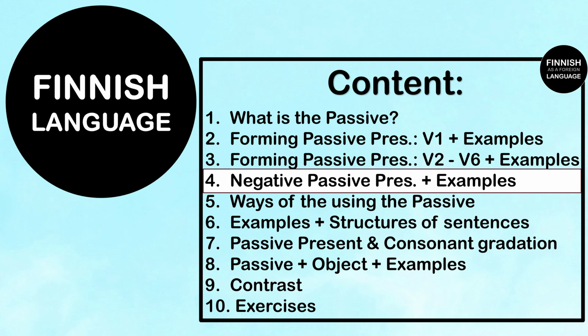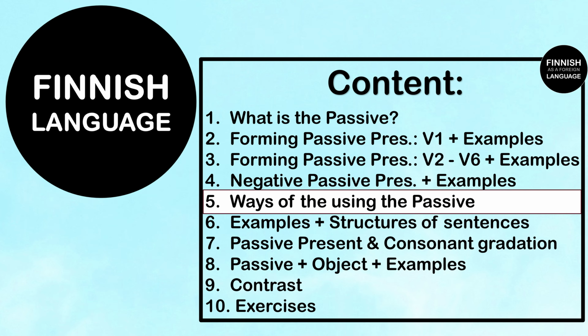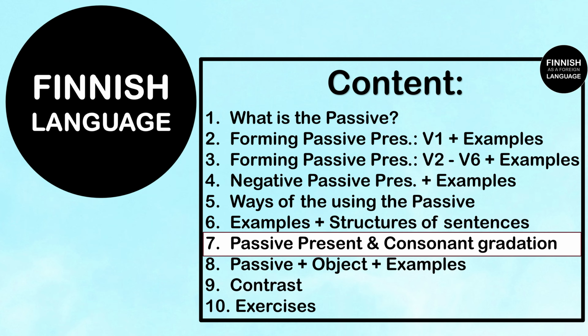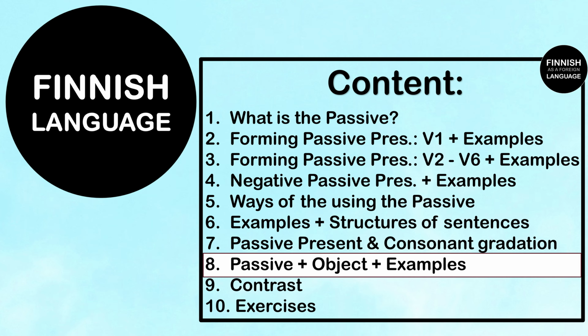In chapter 4 we are going to learn how to form the negative passive present, followed by chapter 5 where we are getting to know different ways of using the passive. In chapter 6 then we are going through many examples plus structures of sentences. Then in chapter 7 we will also learn more about the passive present and the consonant gradation. In chapter 8 we will figure out how to use an object in a passive sentence. Also here we have many examples.